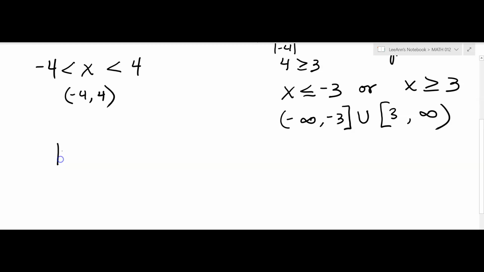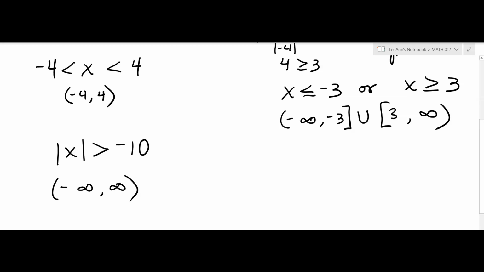Let's say you have the absolute value of x is greater than -10. Well, you know what? Absolute value part's going to be positive, and so everything's going to work. It's going to be from -infinity to infinity. All real numbers. Okay?